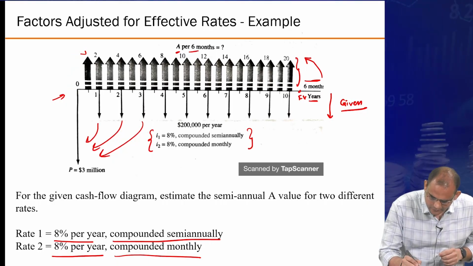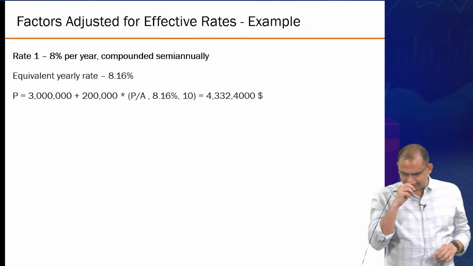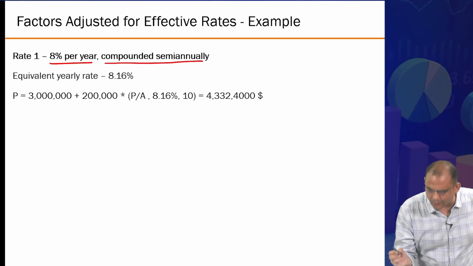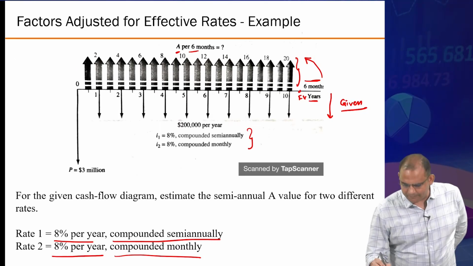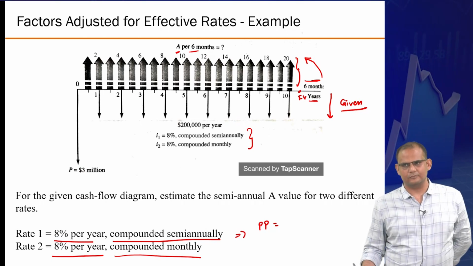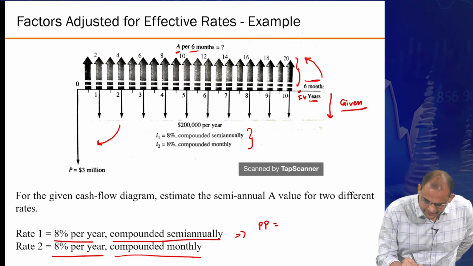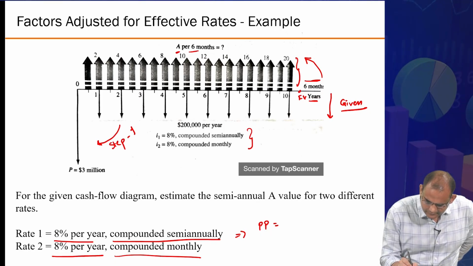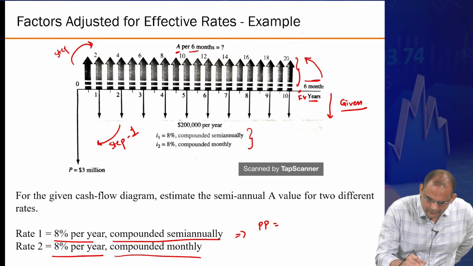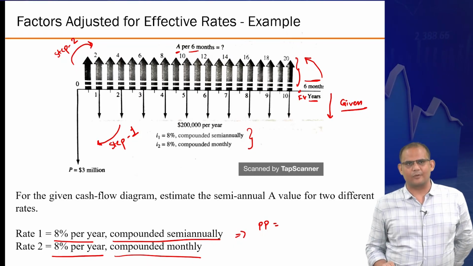Now let's see how to deal with the question. So the first part, 8% per year, compounded semi-annually. What is your payment period in the first part? See, there are two transactions happening. First step is converting this to a present worth and then converting it to the series, right? This is clear? For step 1, what is the payment period?